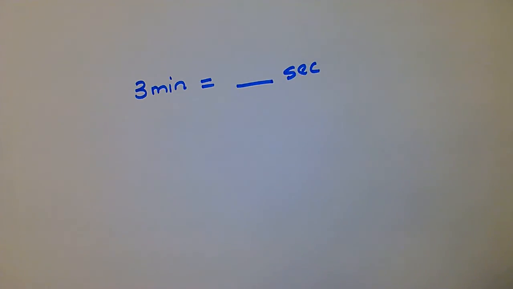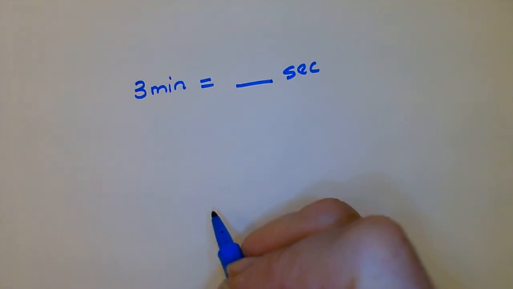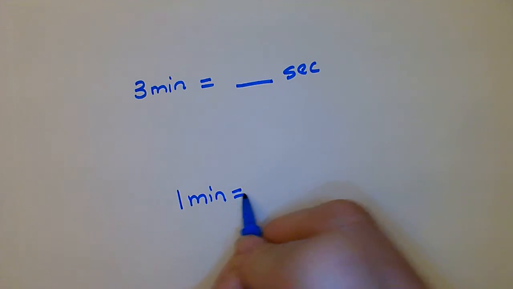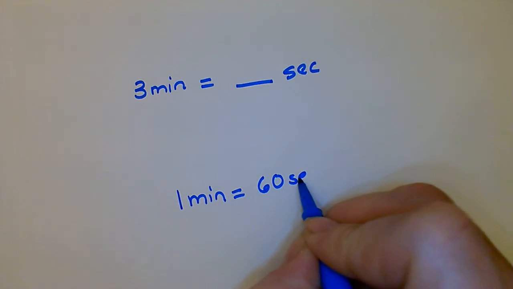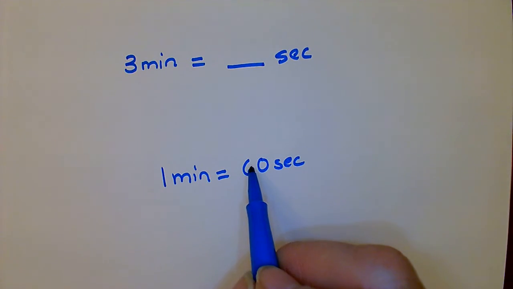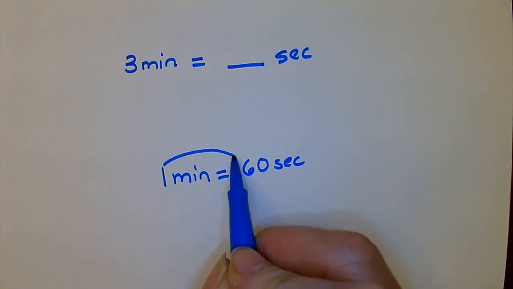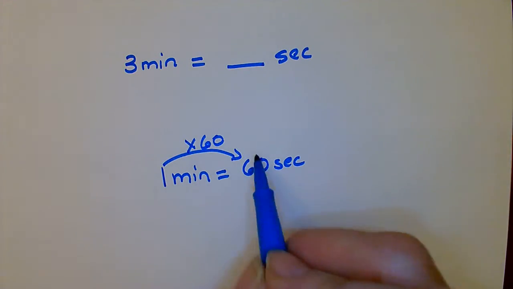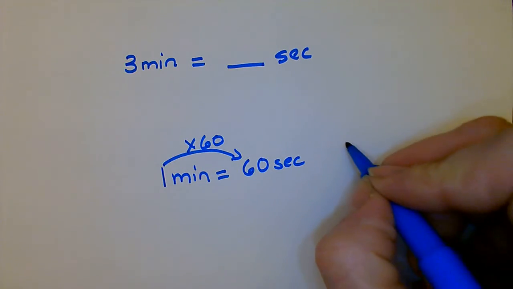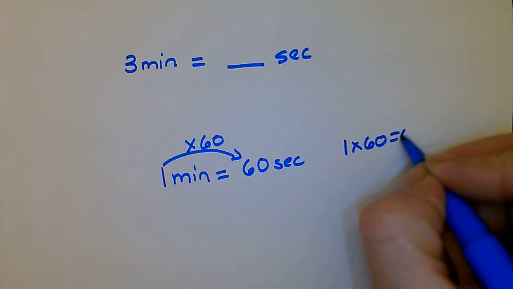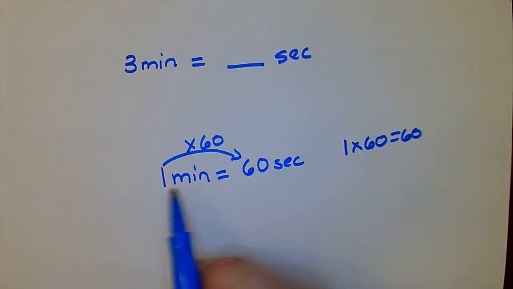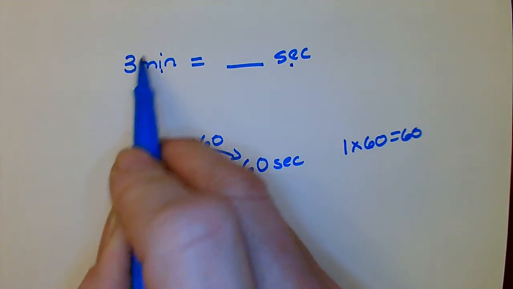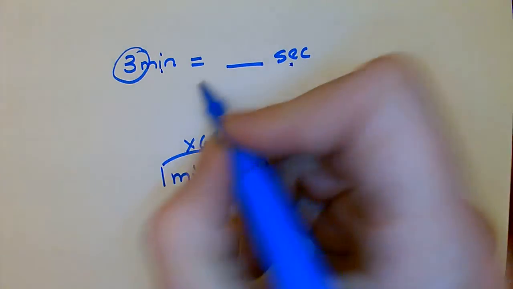So I'm going to use my conversion rule. I know that 1 minute is equal to 60 seconds. How do I turn minutes into seconds? How do I turn a 1 into a 60? I multiply by 60. 1 times 60 equals 60. Watch, 1 times 60 equals 60. So now I know my rule. To turn minutes into seconds, I just have to take this number and multiply it by 60.